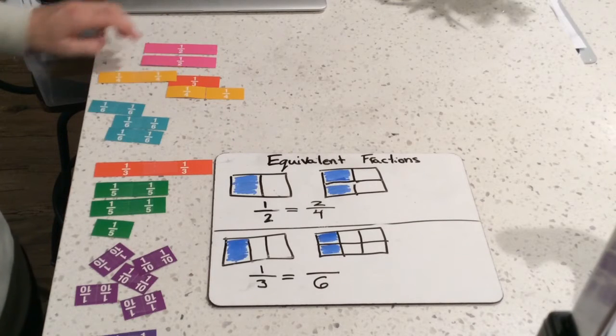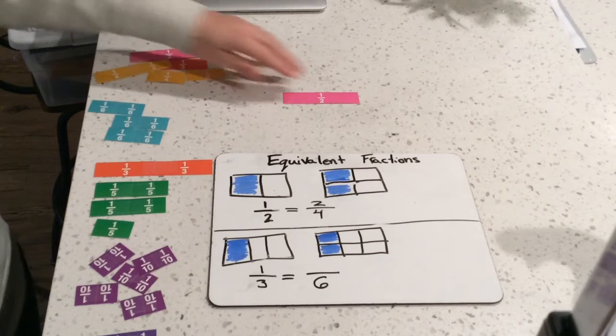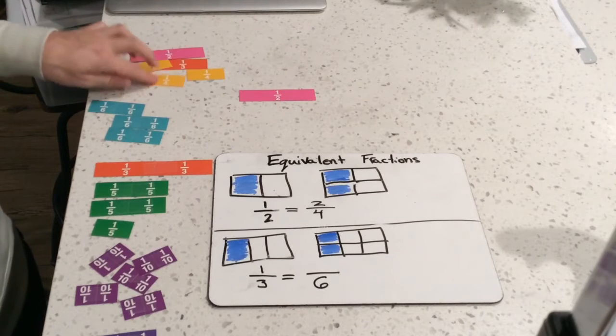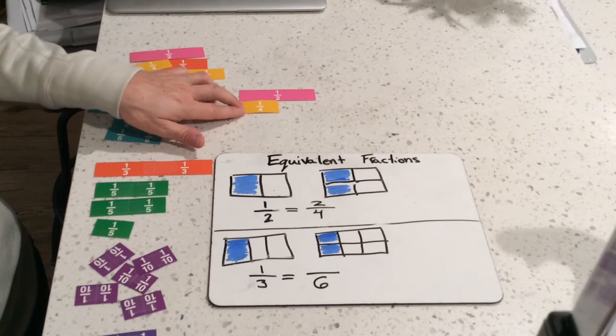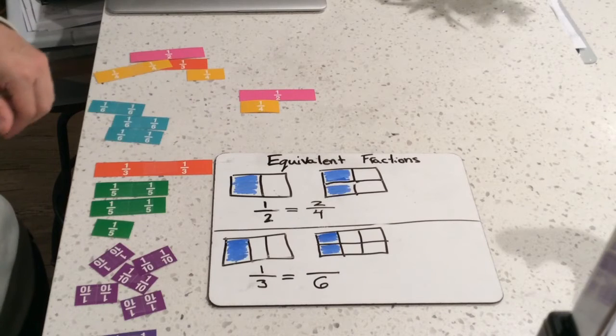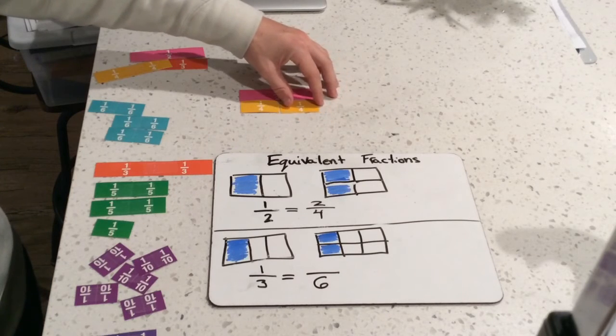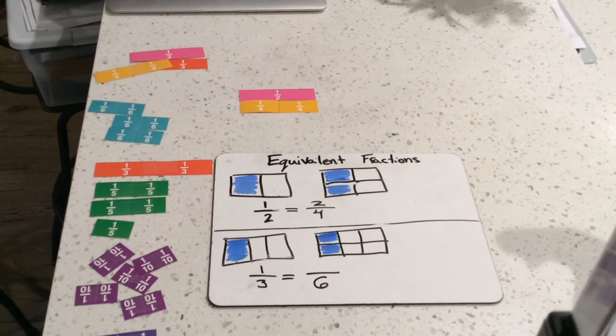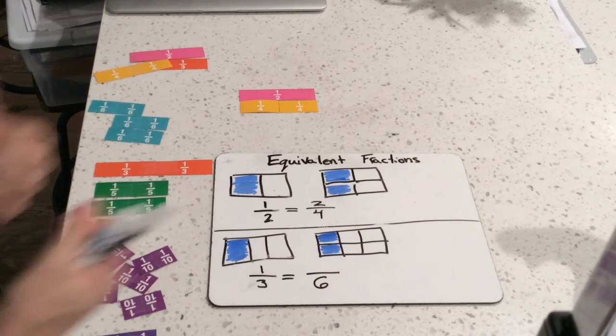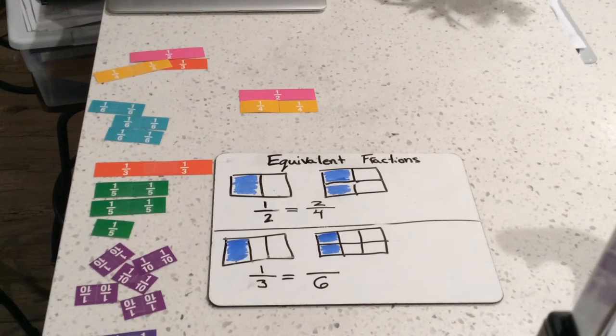And I want to use my fraction strips to prove that. So here's 1/2. Here's 1/4. Not the same just yet, so I'm going to add another fourth. Now they're the same. Now they are equal. They're taking up the same amount of space.